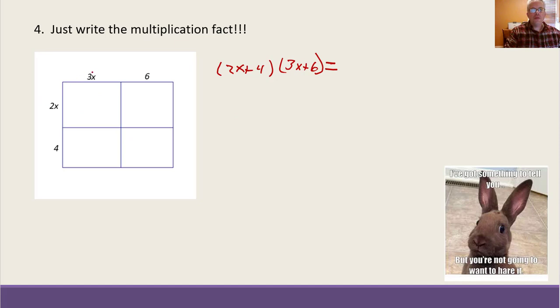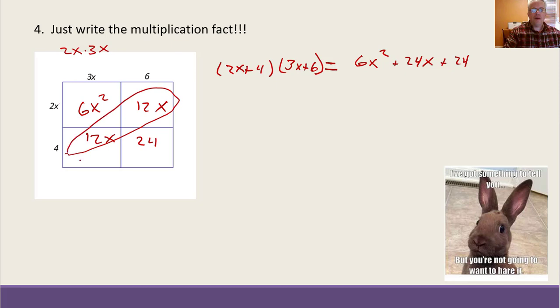2 times 3 is 6. X times x is x squared. So we got 2x times 3x. We have 4 things being multiplied together. We can do the 2 times 3, that's 6, and x times x is x squared. This gives me 12x, this gives me 12x, and this gives me 24. So the second way is 6x squared plus 24x plus 24, where I combined those two. That's our fact.